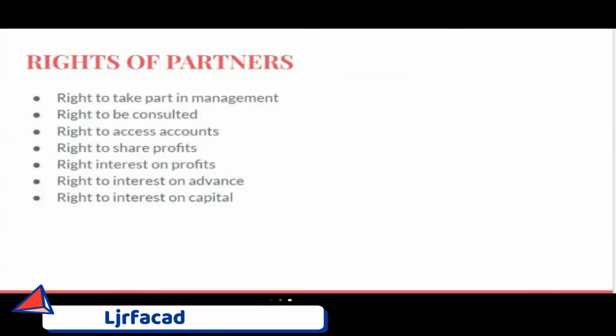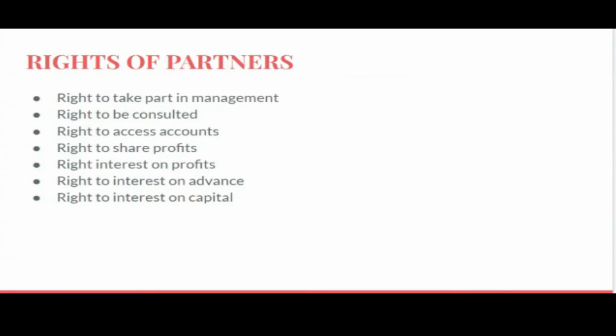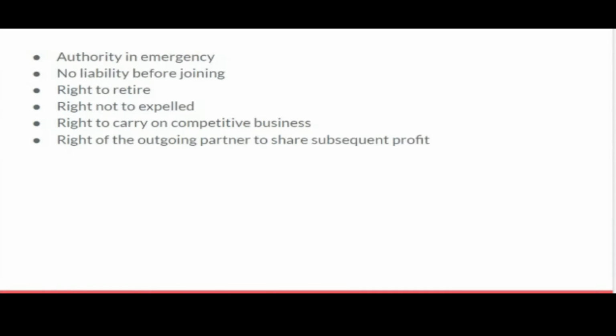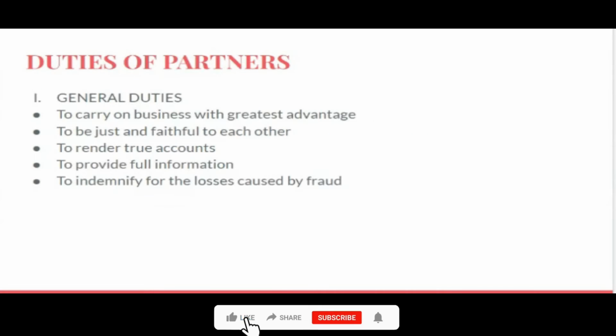And now the rights of partners. What are the rights of partners? It includes right to take part in the management, right to be consulted, right to access accounts, right to share profits, right to interest on the profits, right to interest on advance, right to interest on capital, authority in emergency, and no liability before joining, and right to retire, right not to be expelled, and right to carry on competitive business, and right of the outgoing partner to share subsequent profits. These all are the basic rights of the partners in a partnership firm.